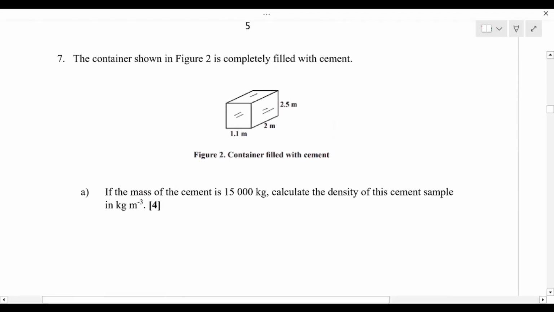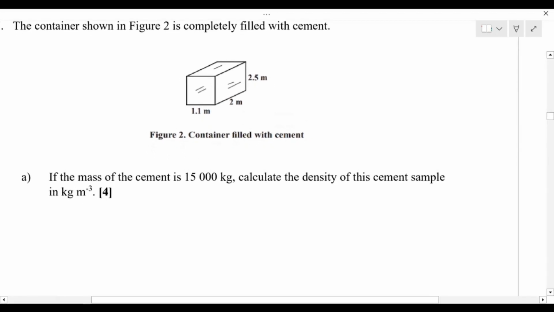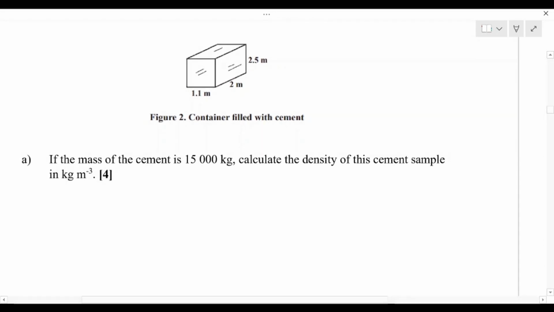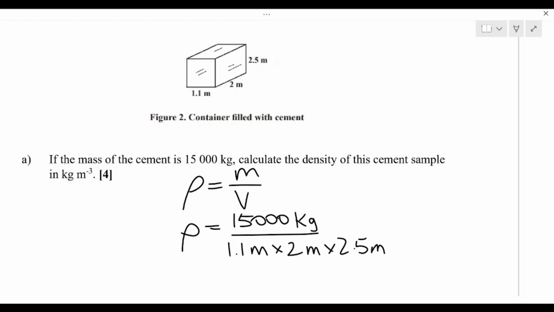The next question: the container shown in figure 2 is completely filled with cement. If the mass of the cement is 15,000 kilograms, calculate the density of the cement sample in kilogram per meter cubed. Now, we know that density is equal to mass over volume. We know that the mass of the cement is 15,000 kilograms, and the volume must be the product of each of its sides. Since here, volume is equal to length times base times height.